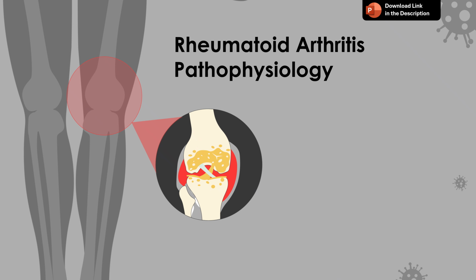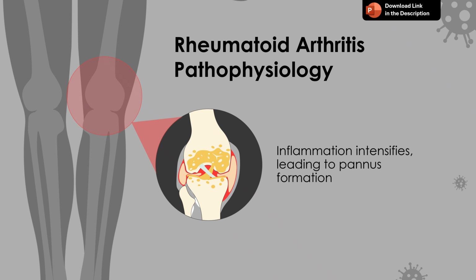As inflammation worsens in rheumatoid arthritis, the synovial membrane thickens abnormally, forming invasive tissue called pannus. This aggressive growth releases enzymes that gradually erode cartilage and bone, causing permanent joint damage.